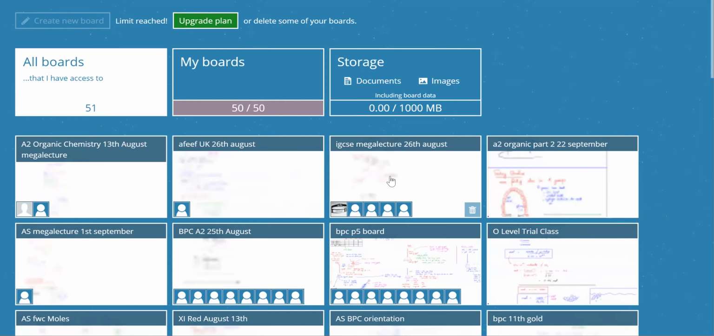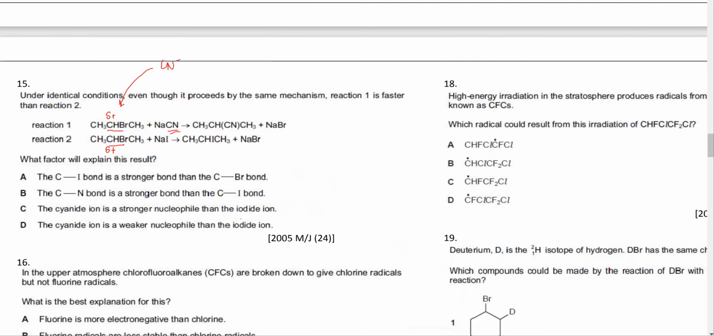You have the CN -1 nucleophile and the other one has probably an I -1 nucleophile, and that would be attracted to this positive carbon atom. So both halogenoalkanes always have nucleophilic substitution. A nucleophile is anything that's attracted to positive charge. So what factor will explain this?